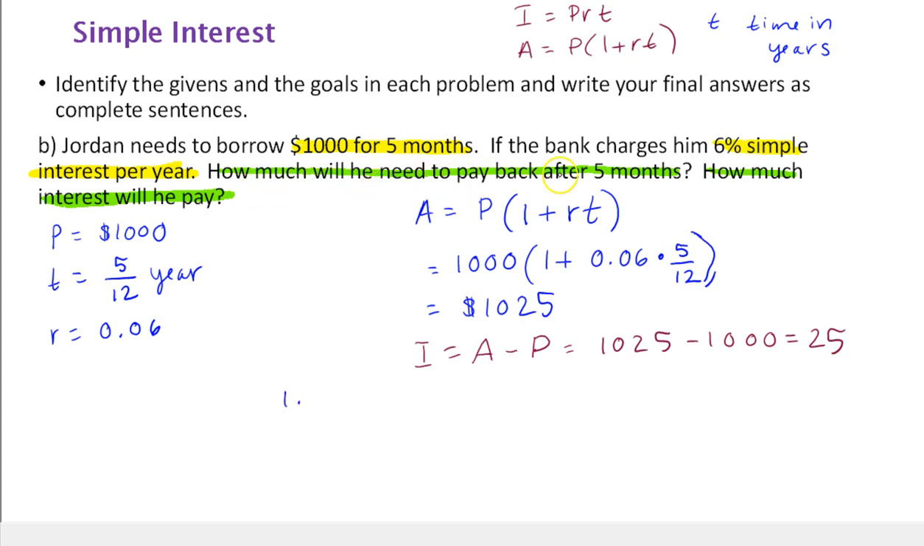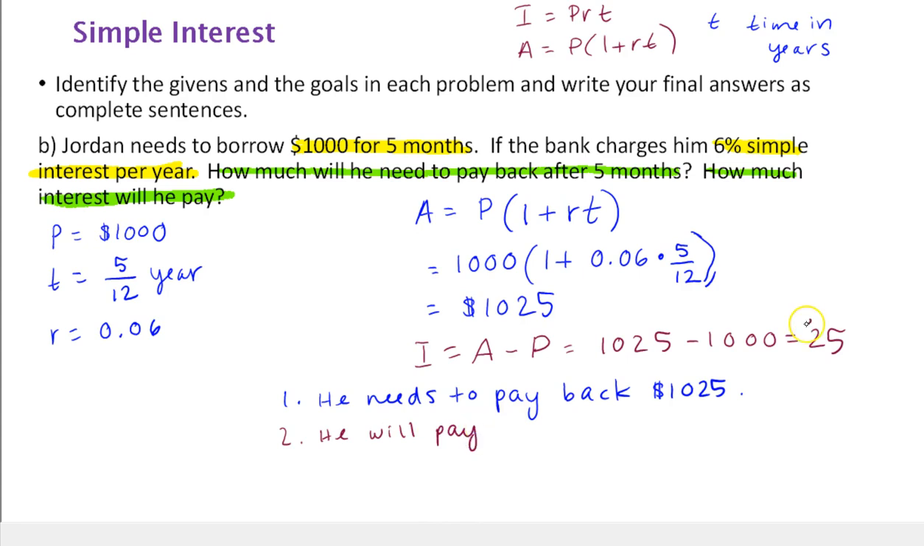So to write our answers as complete sentences, our first answer is, looking back at the sentence, he needs to pay back $1,025. Now looking back at our second question, how much interest will he pay? We found that right here. He will pay, and make sure you put your units, because I didn't here, but make sure you definitely do in your answer. He will pay $25 in interest.